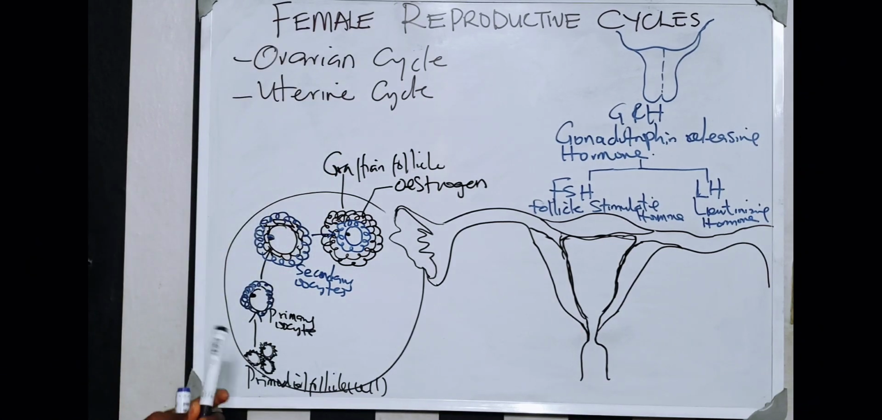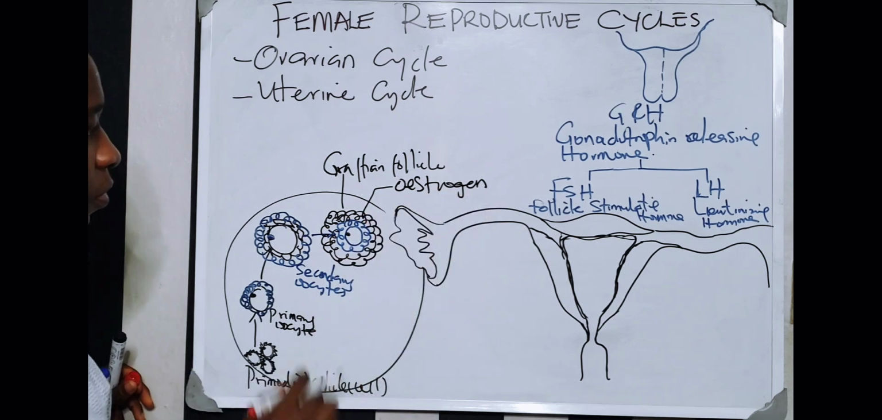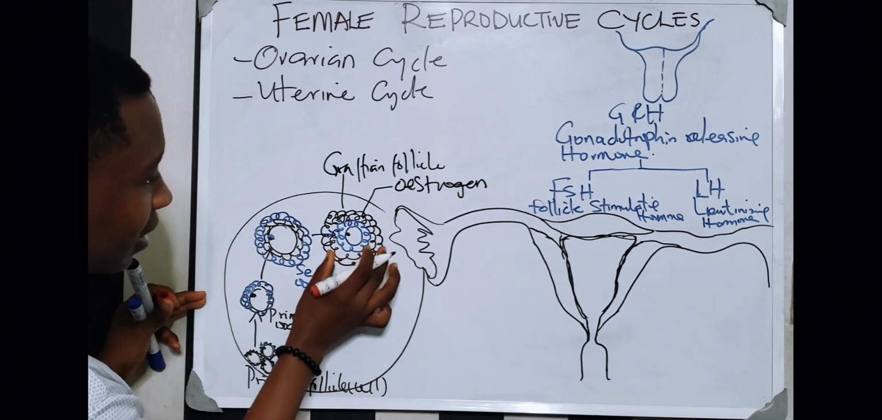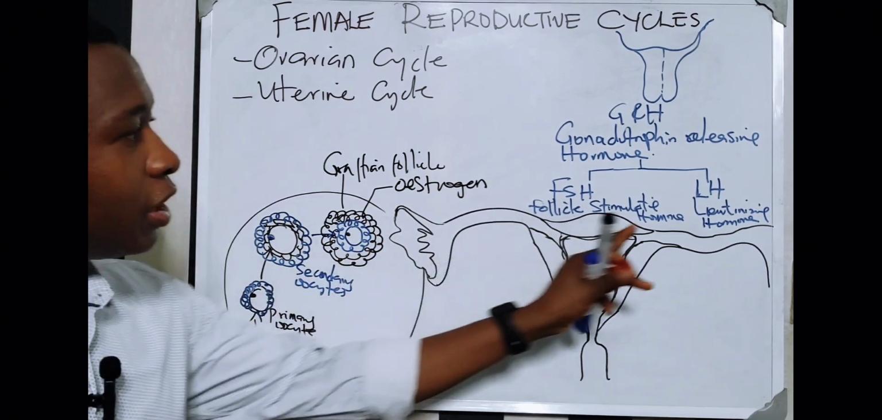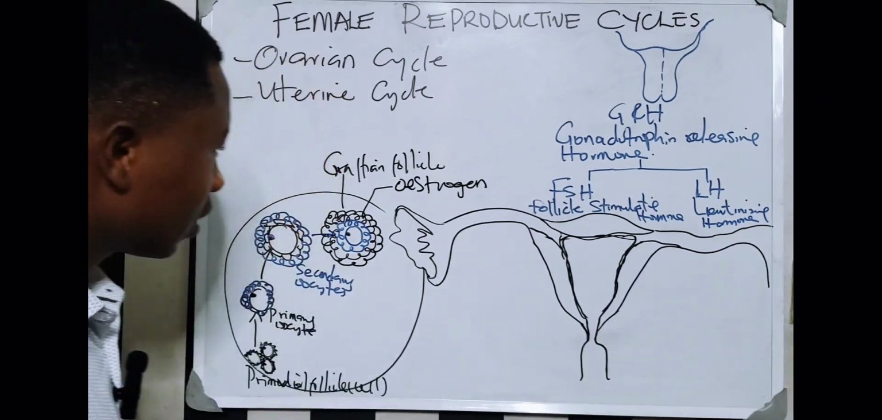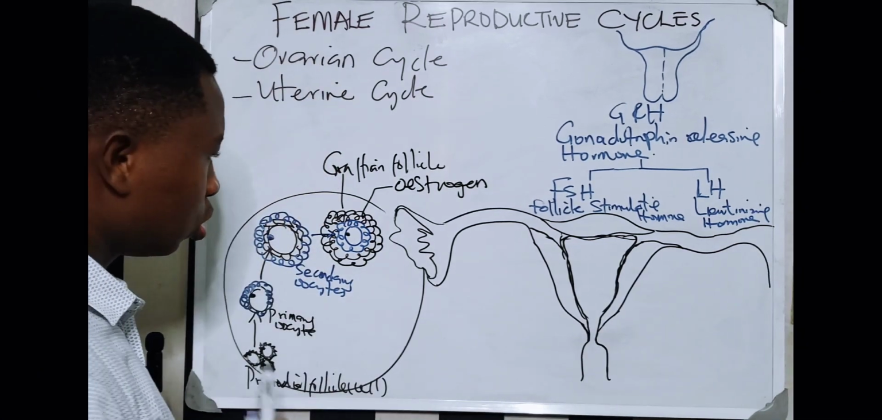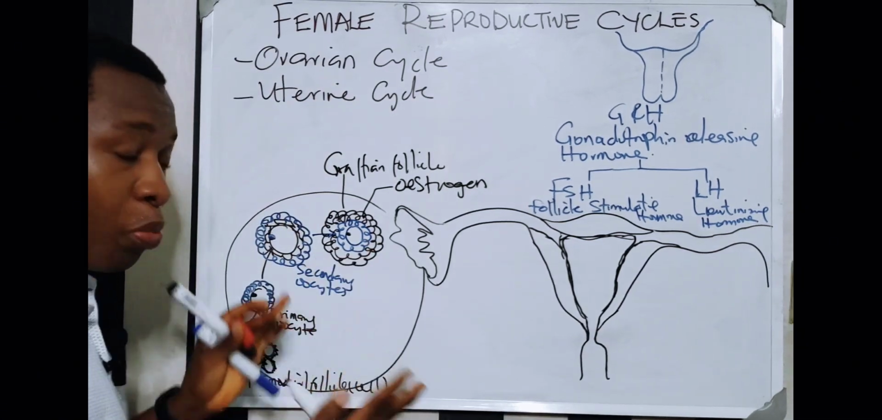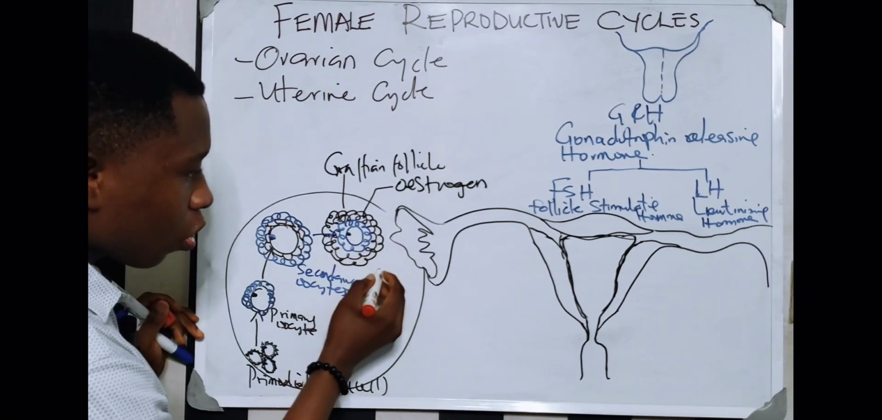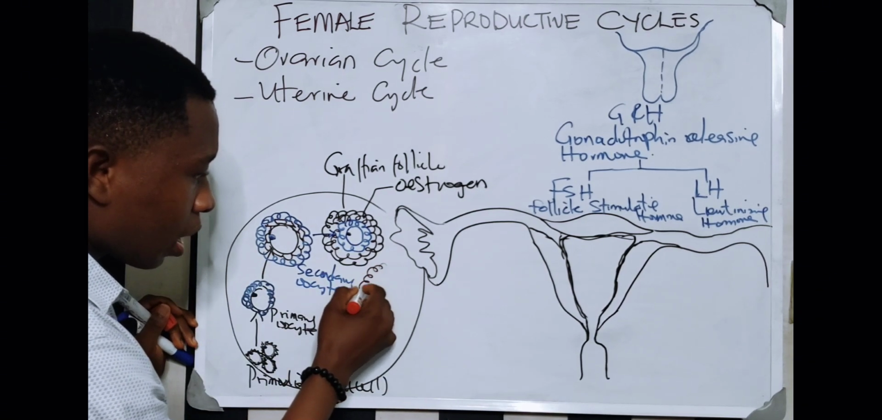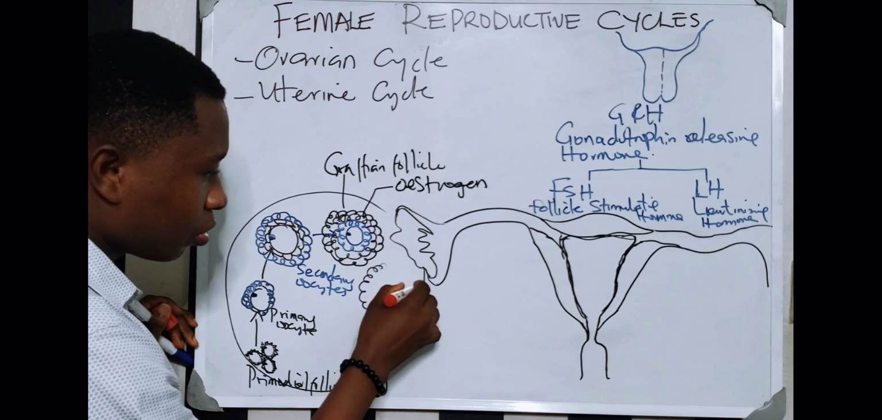Okay, so that happens there. Now, after this stage, the luteinizing hormone comes in. Now, what does luteinizing hormone do? It tells this follicle to open up. So the follicles open up and become an empty follicle.